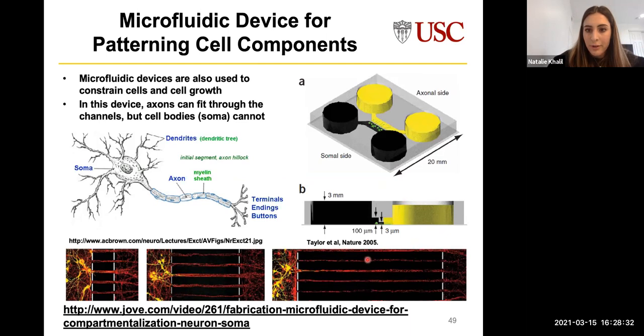And this is showing it from the transverse direction. So this is the chamber where cell bodies can fit through, and then axons can sort of make it under this small ledge and extend out towards the rest of the device.